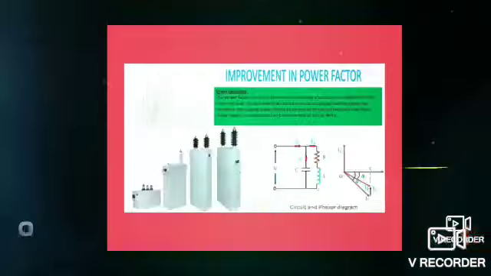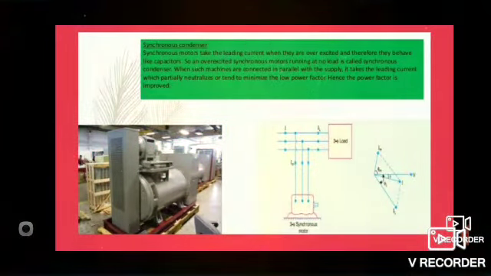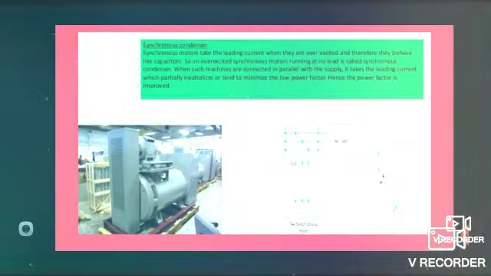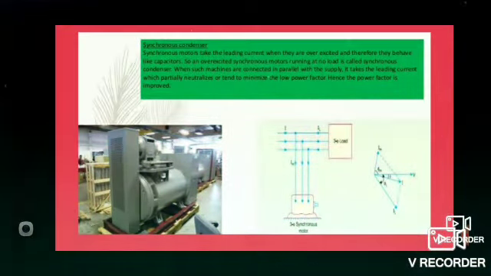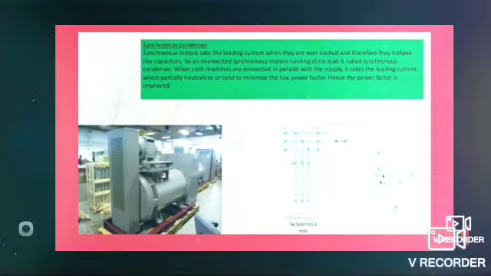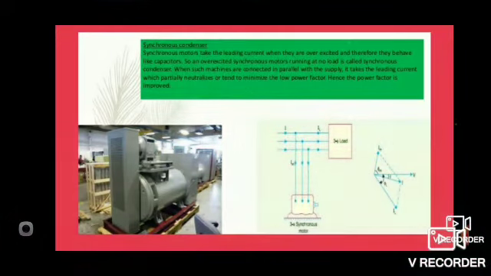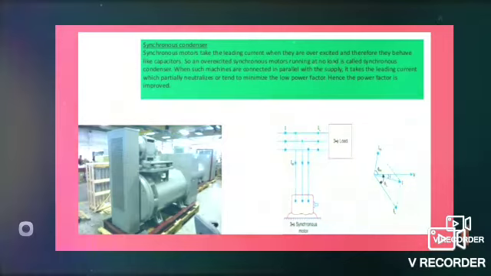Next one is by using a synchronous condenser. A synchronous condenser is nothing but a synchronous motor. When it is running over-excited, it is called a synchronous condenser. Synchronous motors take leading current when they are over-excited and therefore they behave like capacitors. So, an over-excited synchronous motor running at no load is called a synchronous condenser.